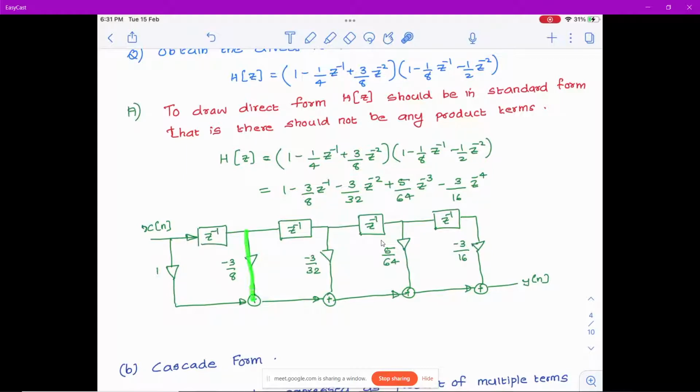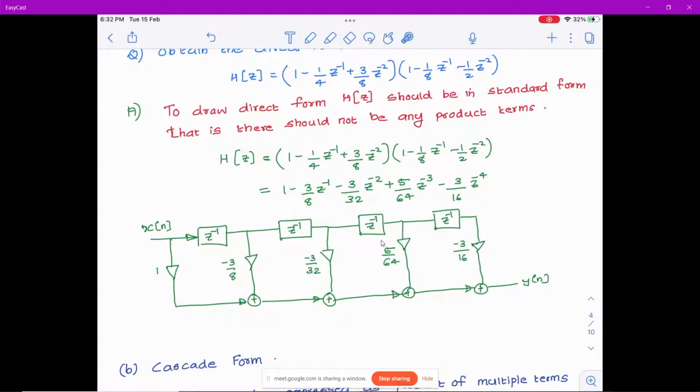And you connect the delay blocks and the adder, the line joining the delay blocks and the adder, with a multiplier. Okay, you connect with a multiplier. And you connect the x of n to the first adder with a multiplier. Then you write h of n in that order. So first one here, minus 3 by 8 comes here, minus 3 by 2 comes here, 5 by 64 comes here, minus 3 by 16 comes here. That's all.